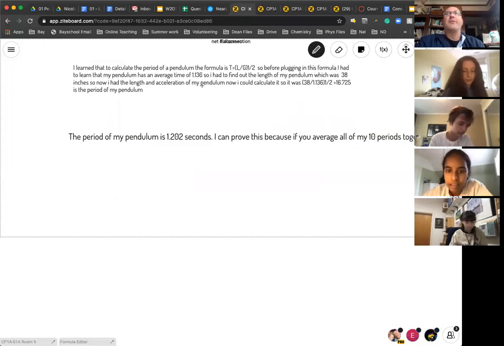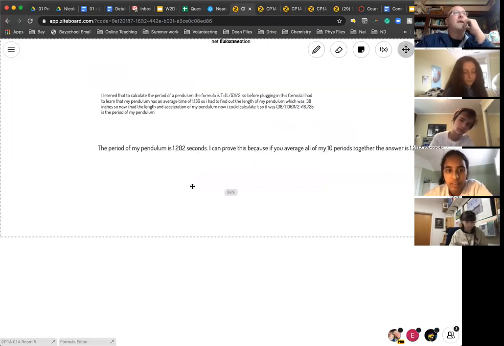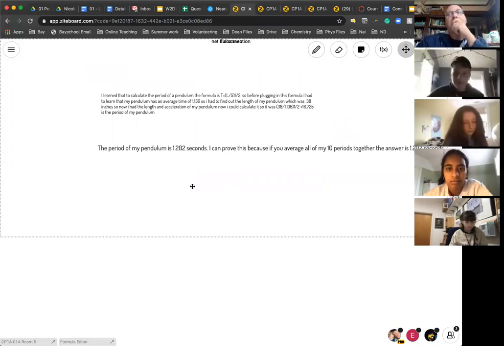And then last but not least, room number 5. That would be Elliot and Vincent. So what I said for my period pendulum, the period of my pendulum was 2.02 seconds. I can prove this because if you average my 10 measurements together, you'll get 2.02 seconds.